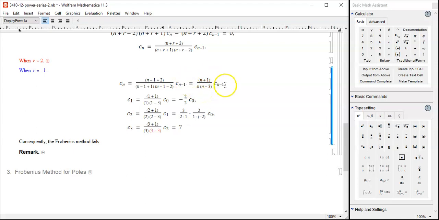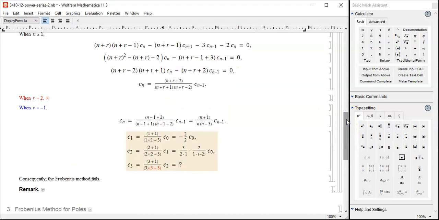And then, let's see, work it out. We get something. And all of a sudden, we have a problem. We got 0 in the denominator, and it looks like this is failing. And this happens when the difference is by an integer. You see, n minus a certain integer here can become 0, and if that happens in the denominator, we're in trouble. Consequently, this method fails, and we get only 1 Frobenius series.